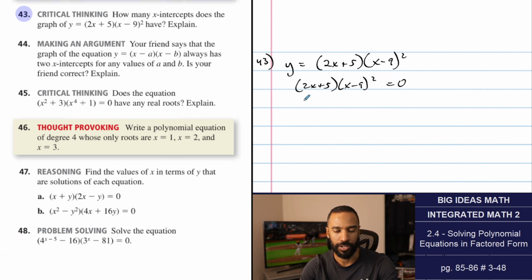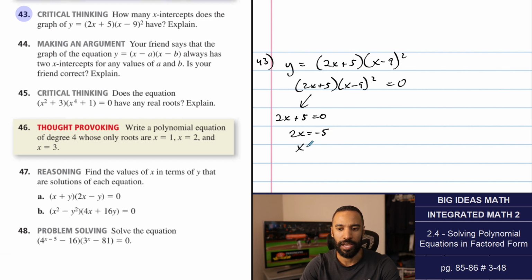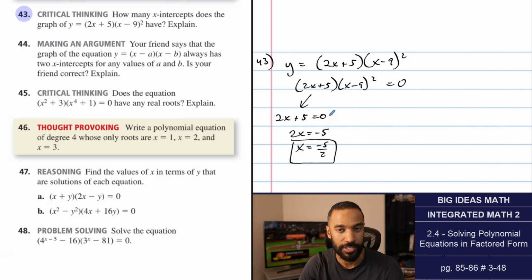It's already factored. So using the zero product property, either 2x plus 5 equals 0, and then you subtract 5 from both sides, and you divide both sides by 2. You get negative 5 halves. This is one of the x-intercepts. This is somewhere it crosses the x-axis. But also x minus 9 squared equals 0.